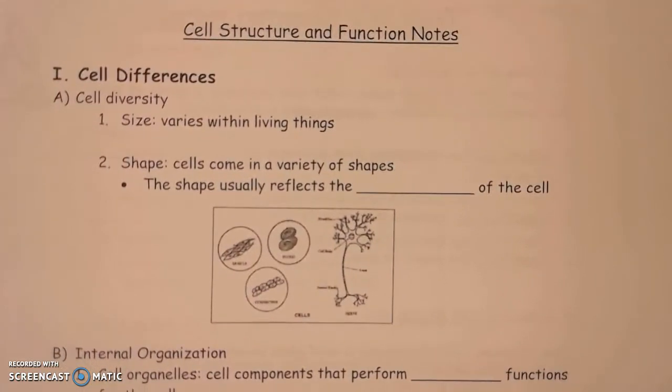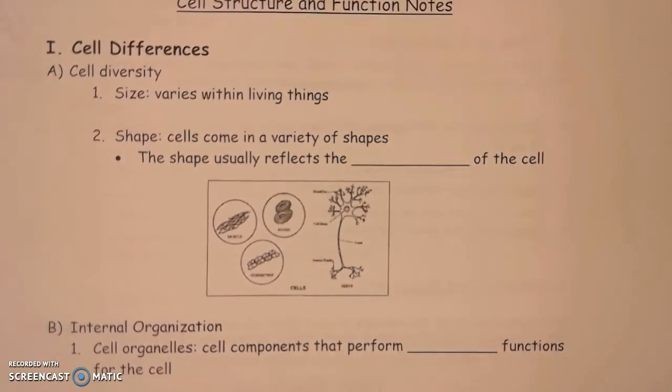We're going to start talking about cell differences. There are a few cell differences we're going to speak about. The first one is cell diversity. The first thing that stands out in terms of diversity is the size. So depending on the cell and the organism, the cells inside will be all different sizes. So even within humans, different cells are different sizes based on their function.